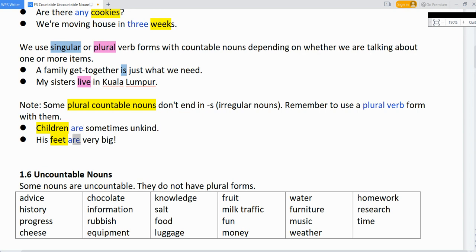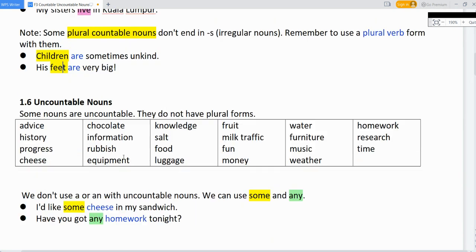Okay, so for these plural countable nouns, we use plural verb, the one with are. Okay, plural verb. Children are sometimes unkind. We don't say children is, we say children are. His feet are very big. You don't say his feet is, you say his feet are. Okay, we use plural verb.